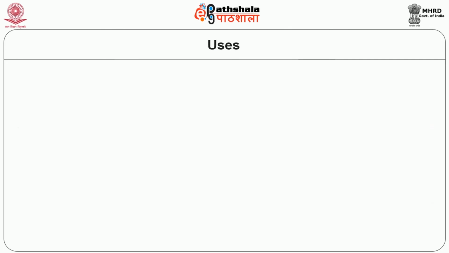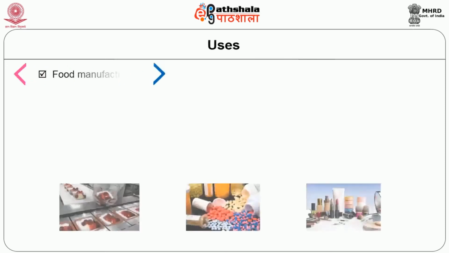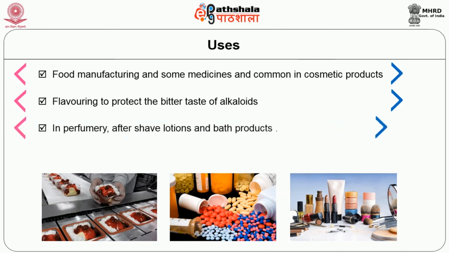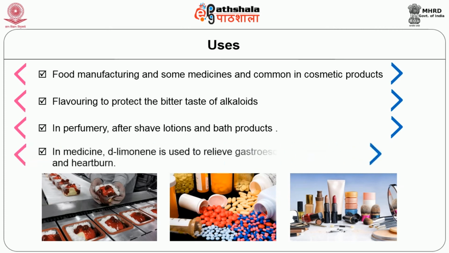Next is the use of limonene in food, medicines and cosmetic products. It is used in food manufacturing and some medicines, and it is common in cosmetic products. It is used as a flavoring to mask the bitter taste of alkaloids. In perfumery, aftershave lotions and bath products, it is used as a fragrance. In medicine, D-limonene is used to relieve gastroesophageal reflux disease and heartburn.